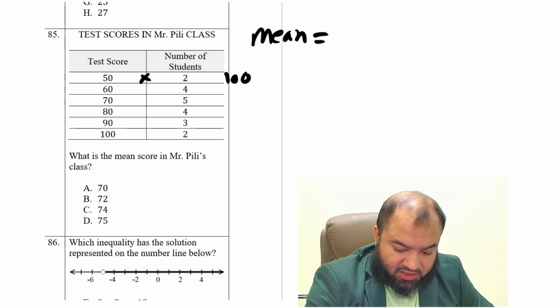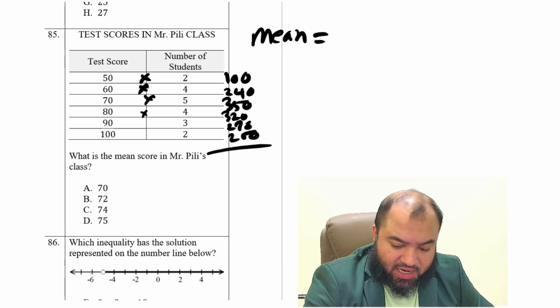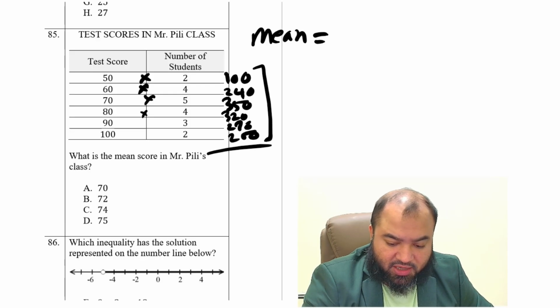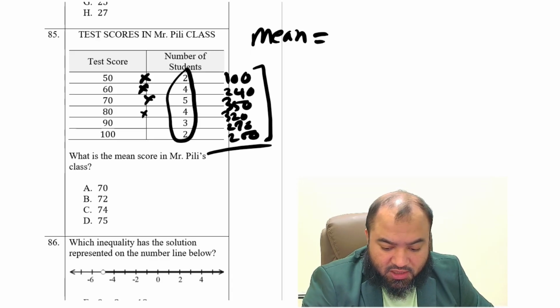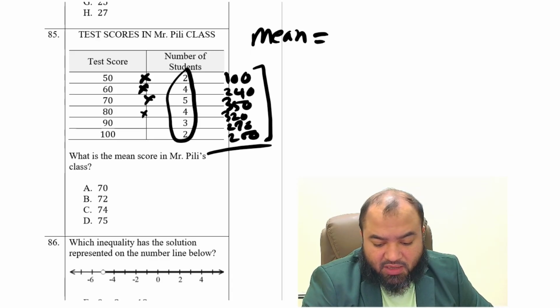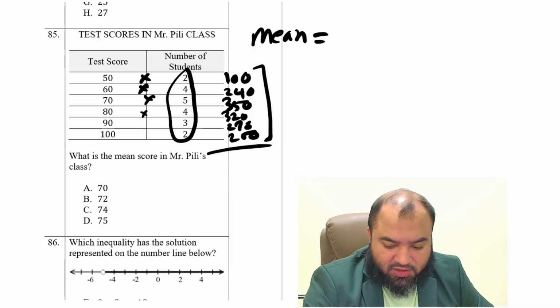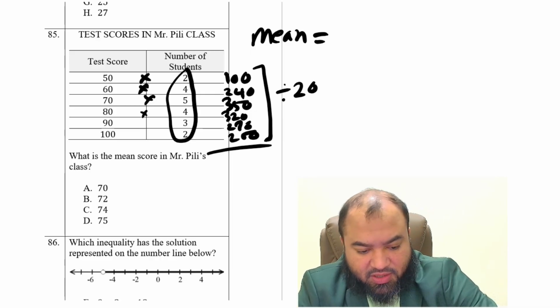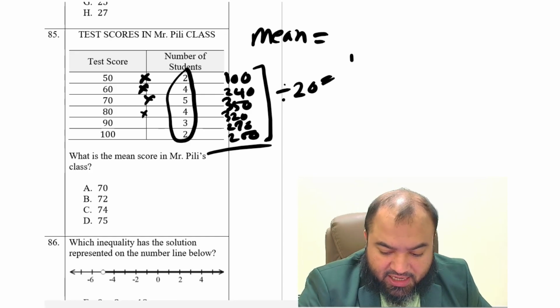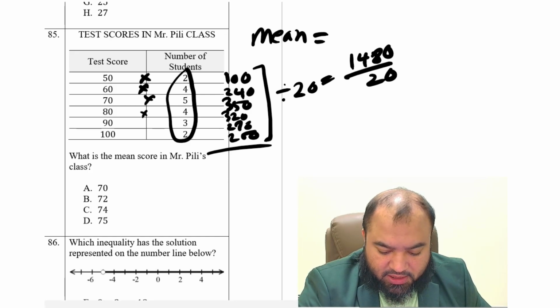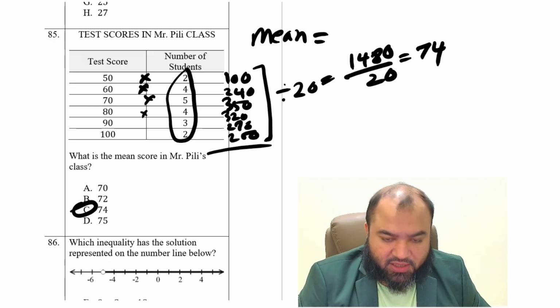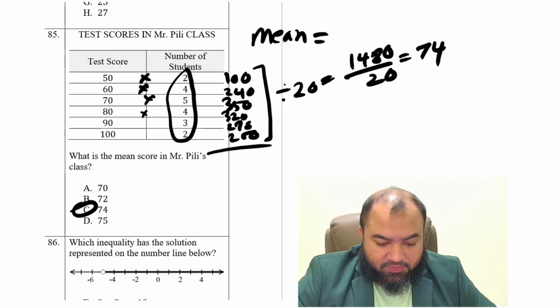50 times 2, that's 100. 4 times 60, 240. 5 times 70, 350. This is 80 times 4, 320. 270, 200. So now you add them all and divide by how many numbers there are. So total number of students, that's 2, 4, 6, 6 plus 5, 11, 11 plus 4, 15, 18, 20. So whatever you add, then divide by 20. So let's see how much you get when you add. You get 1480 divided by 20, that's 74. So the answer is 74. Okay.